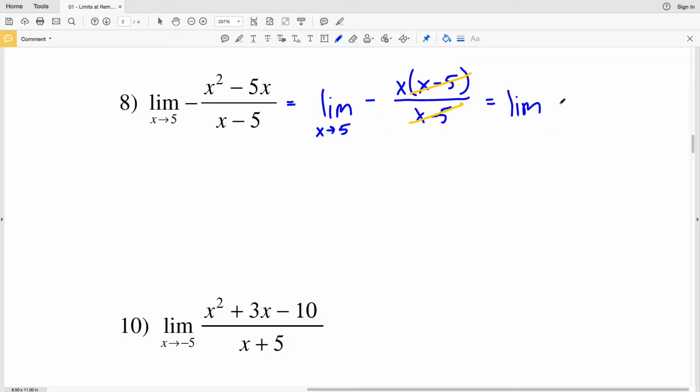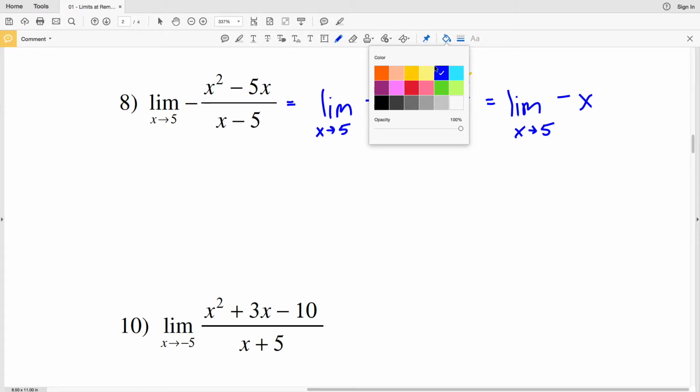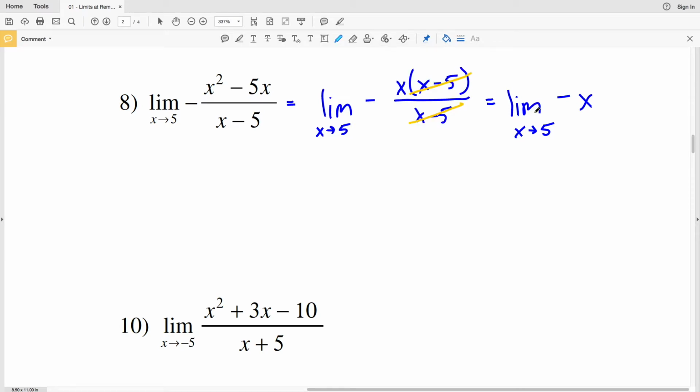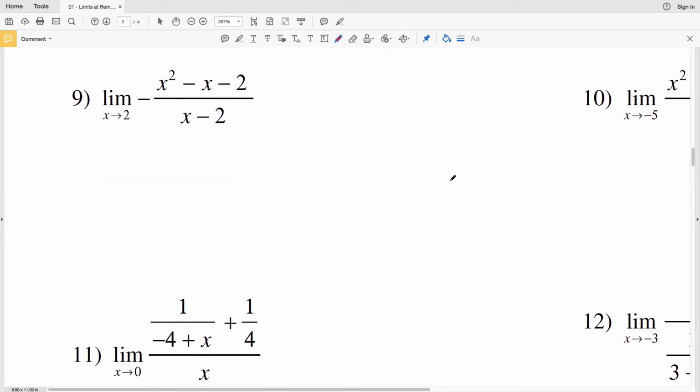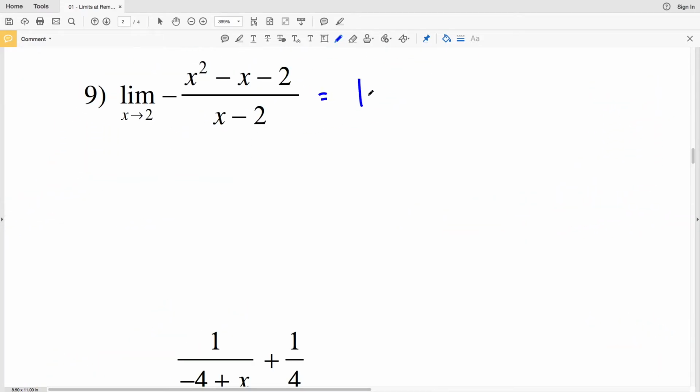So now we have the limit of negative x as x approaches 5. So we can use direct evaluation at this point and plug in 5 for x. Doing so will give me negative 5 for my limit. So negative 5 is our solution in number 8. And number 9, factoring again. So I have the limit of my function as x approaches 2. However, I'm going to factor that function.